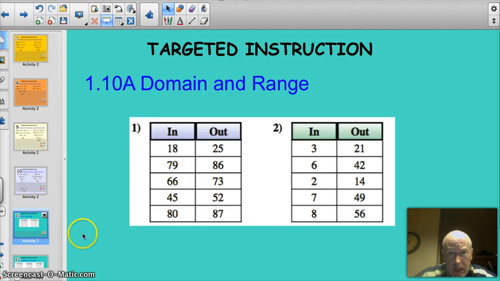Well, if you said that over here in the in column, this is the domain, you are correct. So the in, or the x, these are all the domain. The out is the range, or the y. So we have in, out, domain, range, x, y. And remember how we talked about those, how we remember it, domain and range, domain and range.